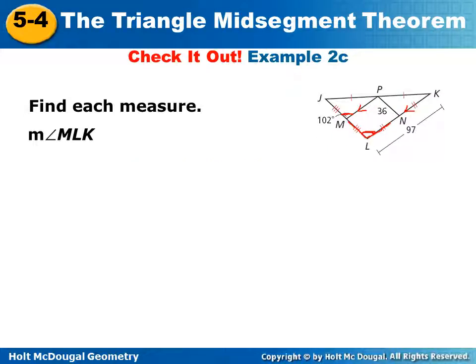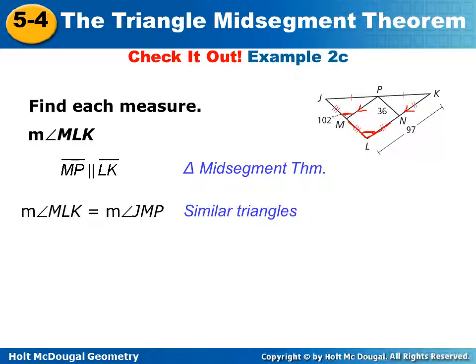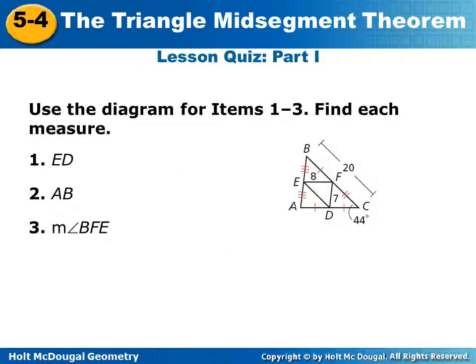Let's look at an angle. If we want to find the measure of angle MLK, we know that the two lines are parallel. MP is parallel to LK, and these are corresponding angles. If we have corresponding angles, they're congruent, and so MLK is also 102 degrees. So if JMP is 102, the one below it is also 102. And I went ahead and marked the congruent angles so that you can see them there.